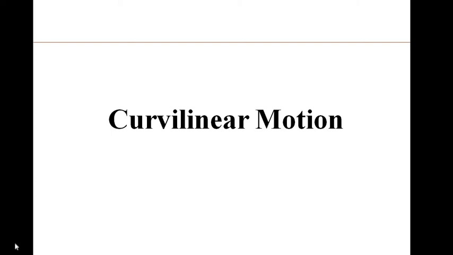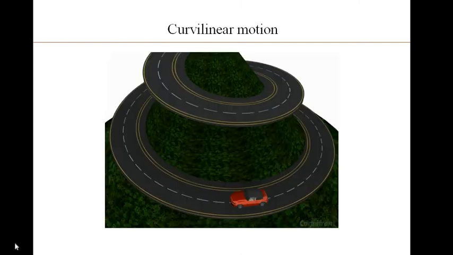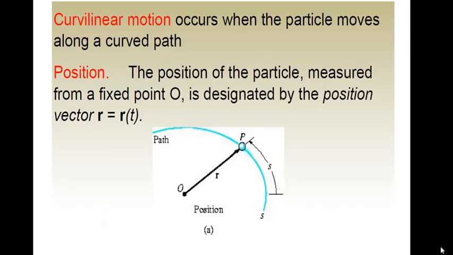Hello everyone. In this video we discuss curvilinear motion. Curvilinear motion: when a particle is moving along a curve, its motion is said to be a curvilinear motion. So curvilinear motion occurs when a particle moves along a curved path.